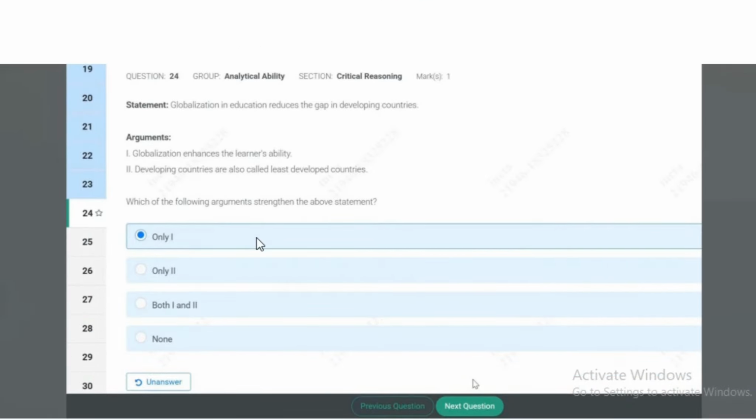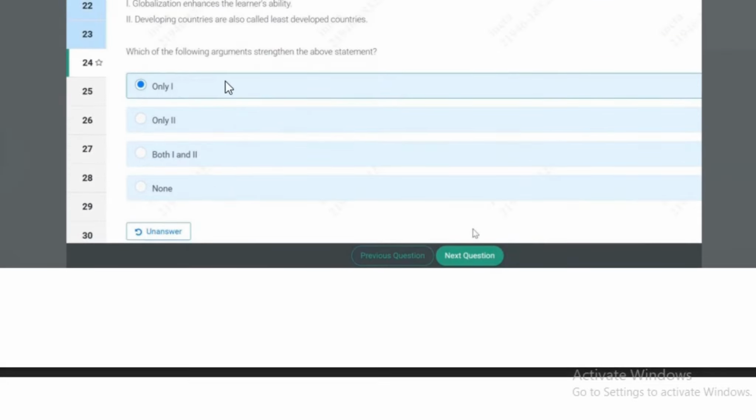And the next question also falls under statements and arguments. Here the answer is B.